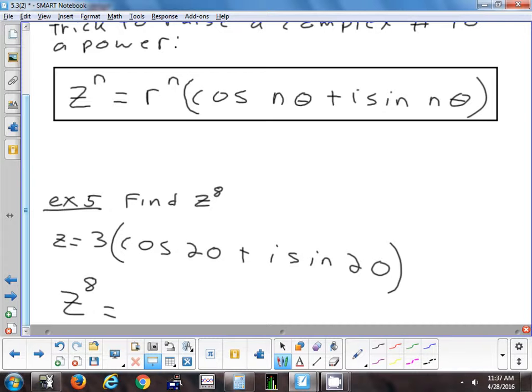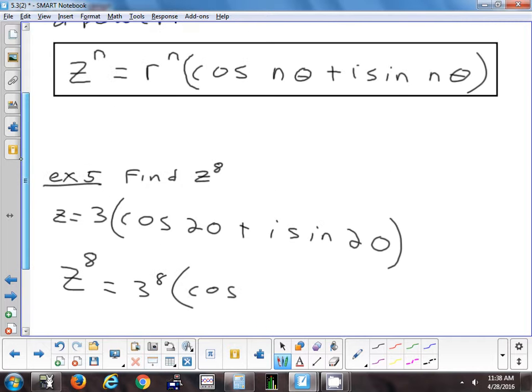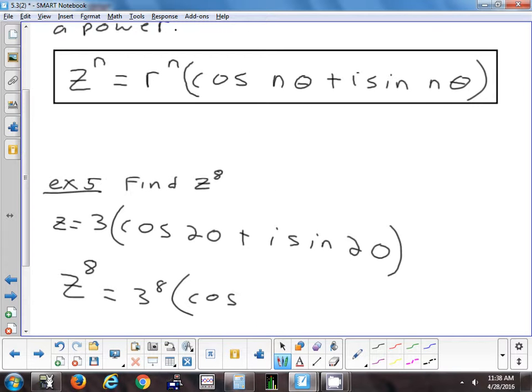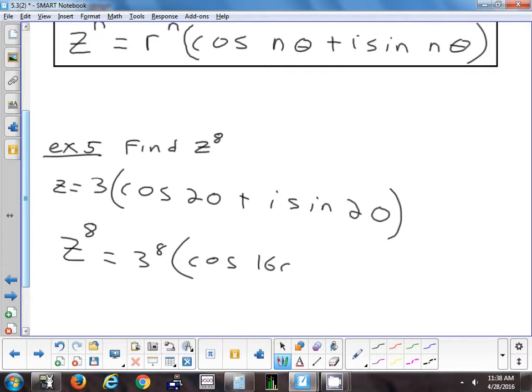So what is my radius going to be? Yeah, take your radius and raise it to your power. R raised to whatever power you're working with. Okay, so as Kate just said, 3 to the 8th. And what about my angle? 160. How'd you get 160? 20 times 8. Yes. Multiply your power times your angle. Take your power times your angle. 20 times 8, 160. And you're done.